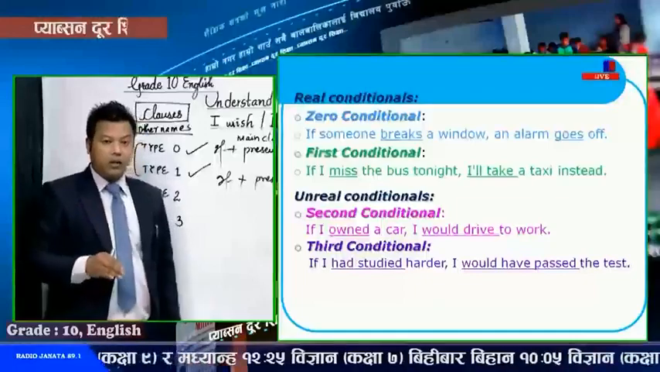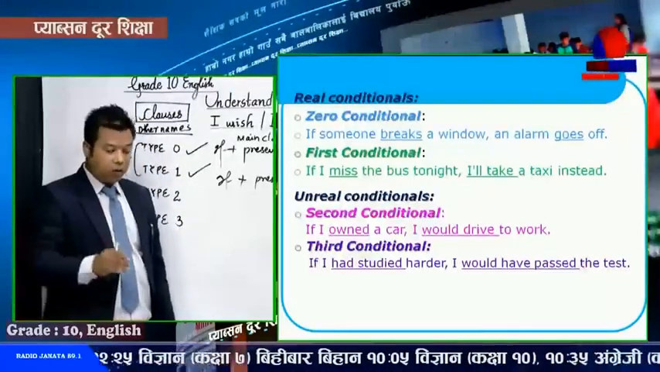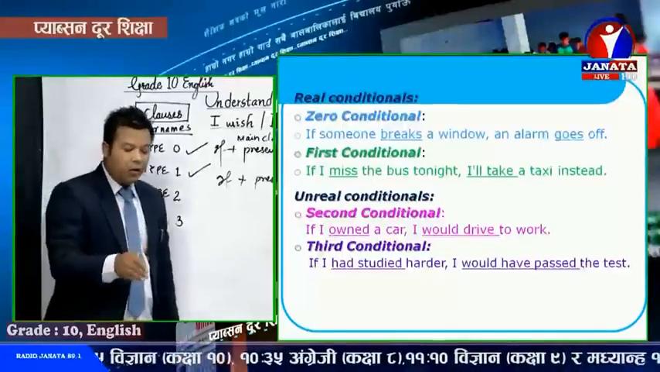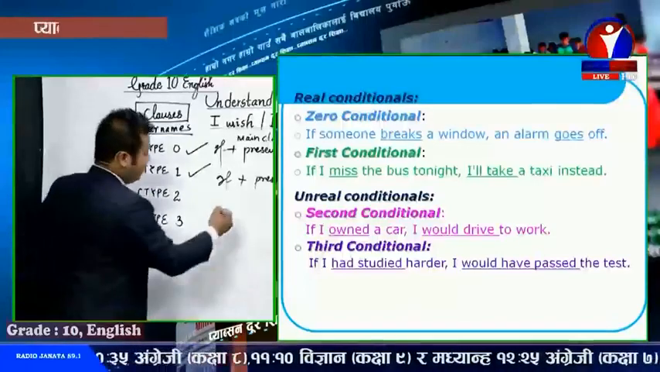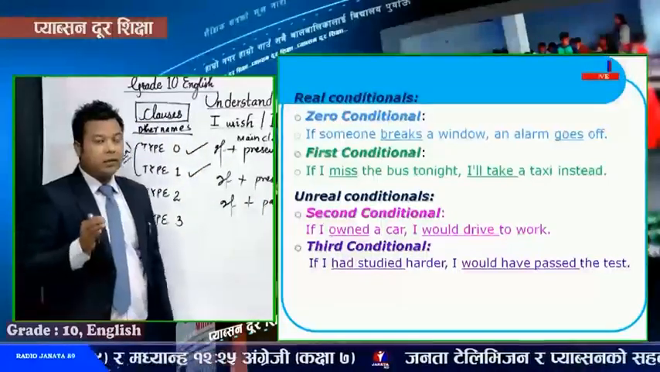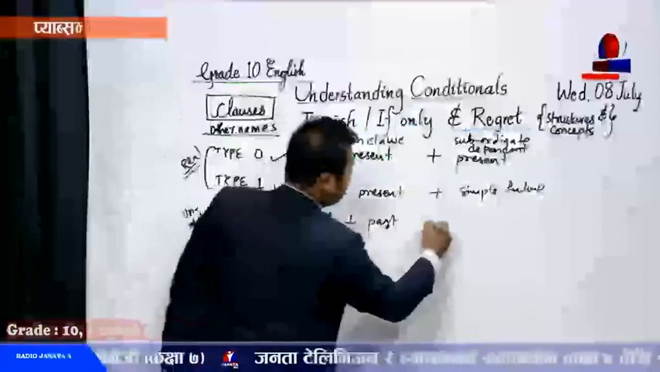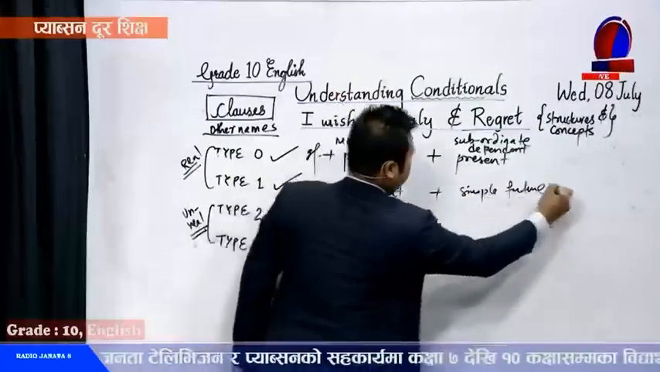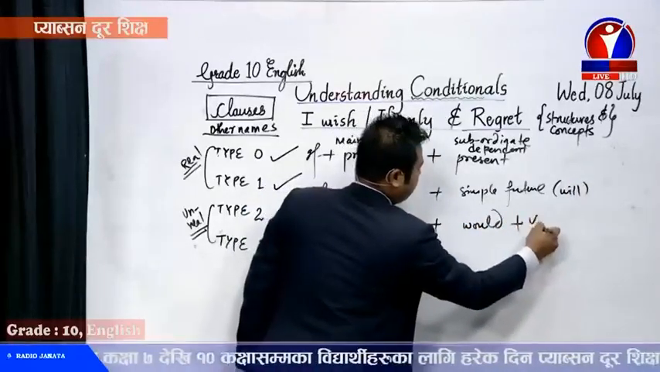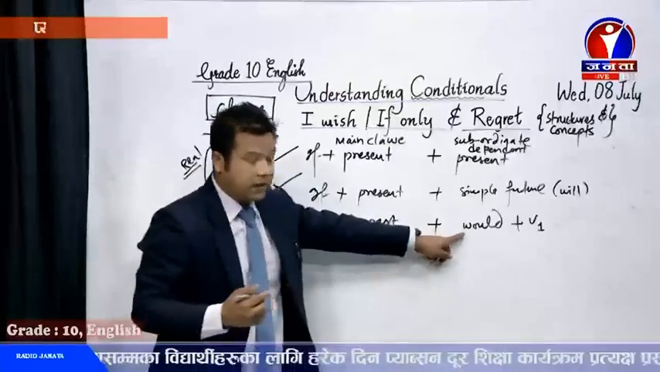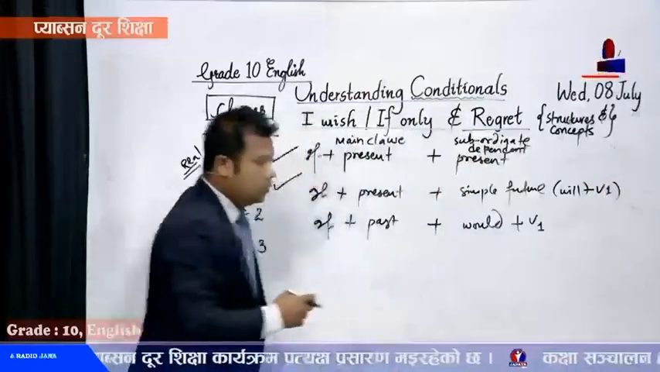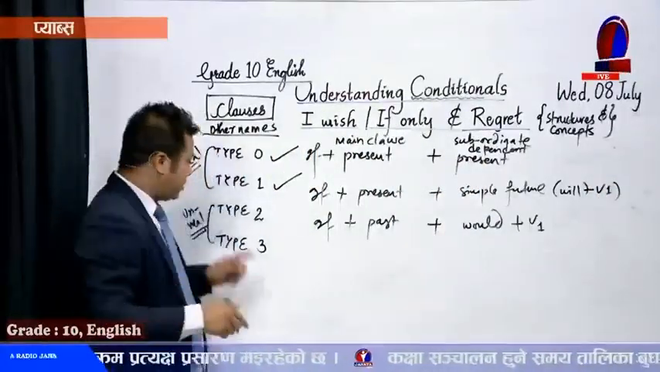Now, if you go to unreal conditionals, explore the tense, observe very carefully, minutely. Very few changes. In second conditionals, if I own a car, I would drive to work. See, you're using if plus, now this time, your present tense is switched into past tense. And with that, there's a slight change. Instead of using simple future with the will structure, I would prefer to use would plus verb 1. Now that is very distinct. Here, you're using will plus verb 1. Here, you're using would plus verb 1. That is second conditional, type 2.